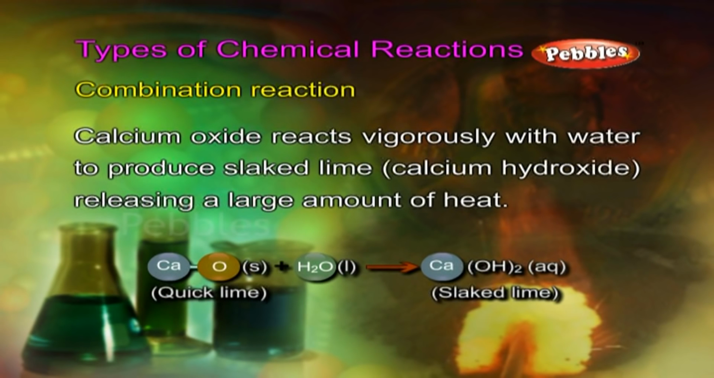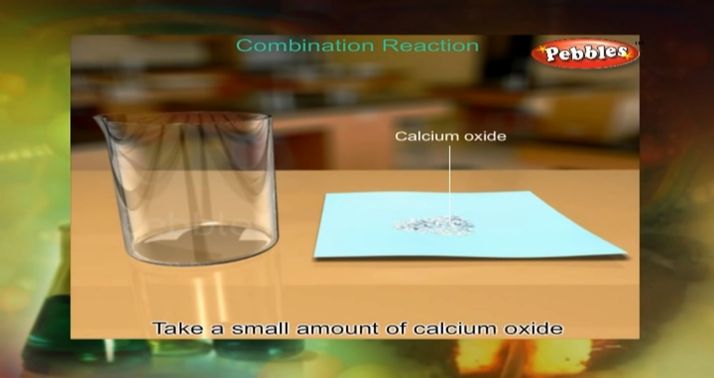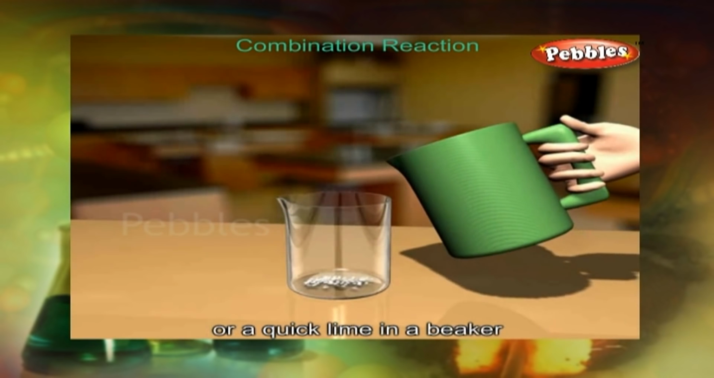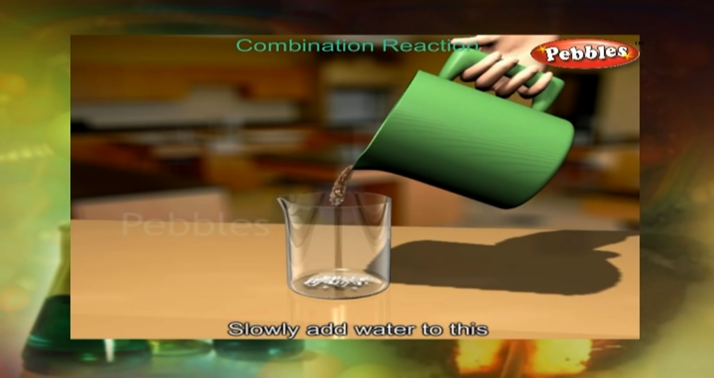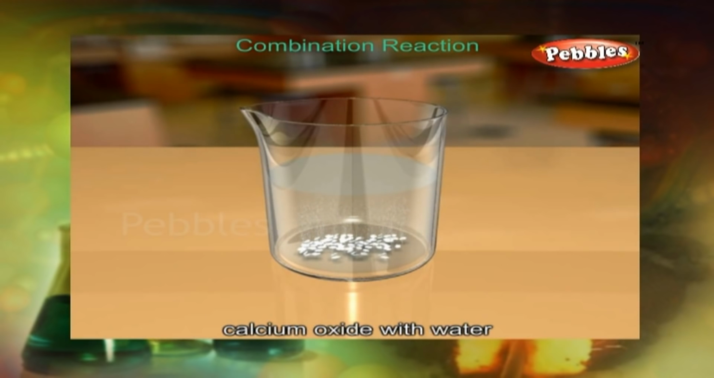Combination reaction. Calcium oxide reacts vigorously with water to produce slaked lime or calcium hydroxide, releasing a large amount of heat. CaO solid plus H2O liquid gives Ca(OH)2 aqueous. Take a small amount of calcium oxide or quicklime in a beaker. Slowly add water to this. Formation of slaked lime by the reaction of calcium oxide with water.